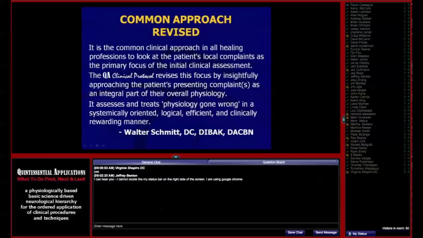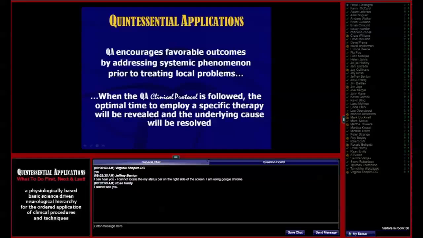The common clinical approach is revised. It's the common approach in all healing professions to look at the patient's local complaints as the primary focus of the initial clinical assessment. The QA clinical protocol revises this focus by insightfully approaching the patient's presenting complaints as an integral part of their overall physiology. It assesses and treats physiology gone wrong in a systemically oriented, logical, efficient, and clinically rewarding manner. It encourages favorable outcomes by addressing systemic phenomena prior to treating local problems. So when the QA clinical protocol is followed, the optimal time to employ a specific therapy will be revealed and the underlying cause will be resolved.